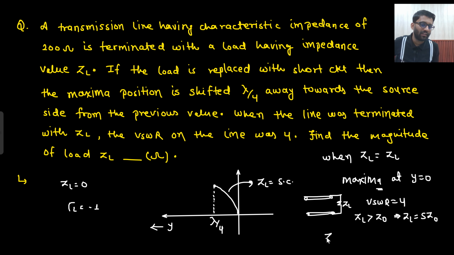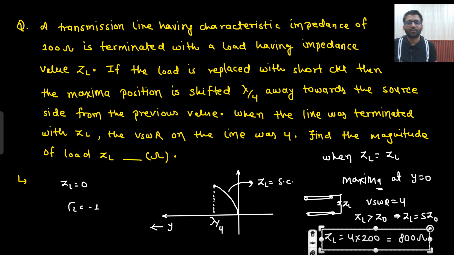So what is the value of ZL? ZL is S into Z0. What is the value of S? S is 4. And what is Z0? 200. So ZL is 800 ohm. There you go. And it is resistive as well, that also we have concluded.